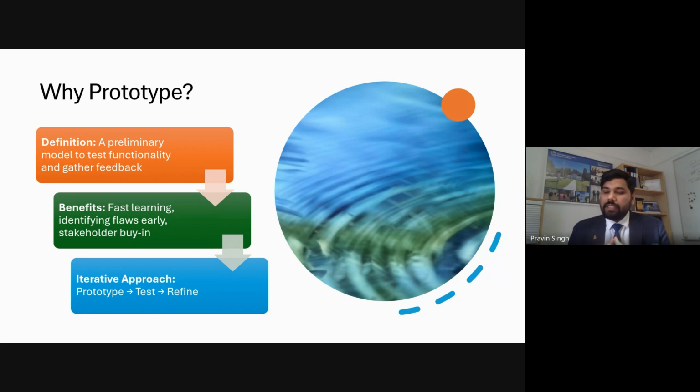Like if we see an example, before launching an AI powered diagnostic tool, developers create a simple interface prototype to test if doctors find it user friendly before building the full software. So this is the idea actually.